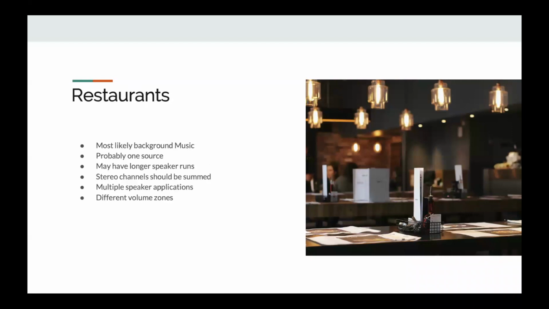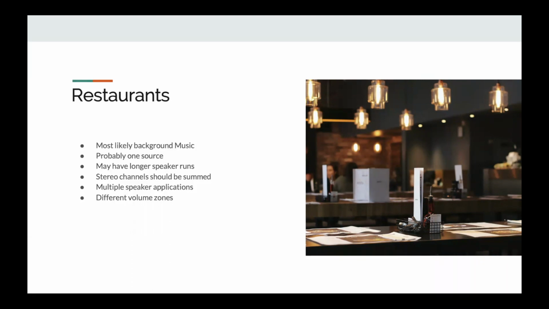Restaurants will most likely require background music, and again will probably only be one source. They may have longer speaker runs, so you may need to consider high voltage applications. Stereo channels, generally speaking, are not used in restaurants, so you should either sum stereo inputs, which you can do in processing, or you can parallel the left and right together, assuming the input impedance of the amplifier is happy with that. Generally speaking, they are.